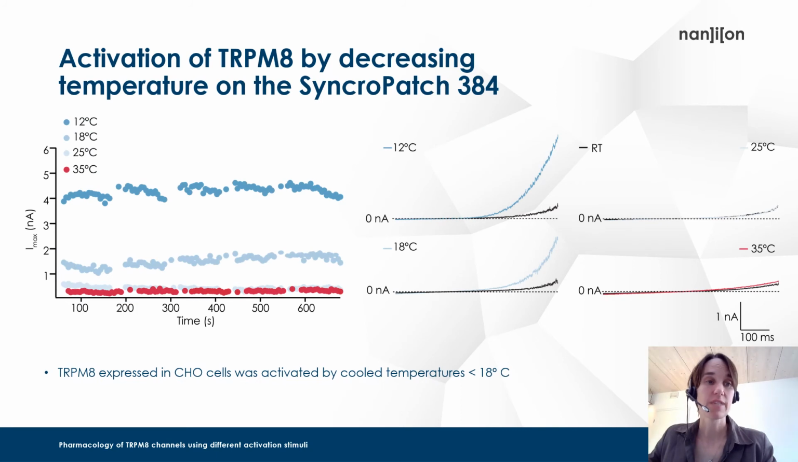In another set of experiments, rather than using the ligand menthol to activate TRPM8, we used external solution at different temperatures. When the solutions and measurement chamber of the SynchroPatch 384 were cooled to 18 degrees C or lower, TRPM8 was activated and further activation was seen at 12 degrees C. At higher temperatures of 25 and 35 degrees C, no activation of TRPM8 was seen.